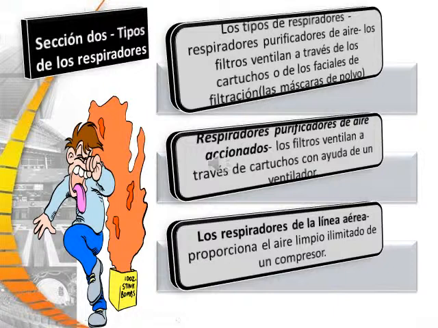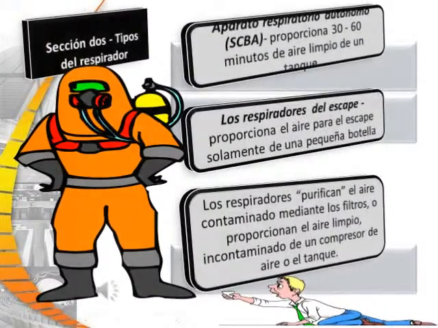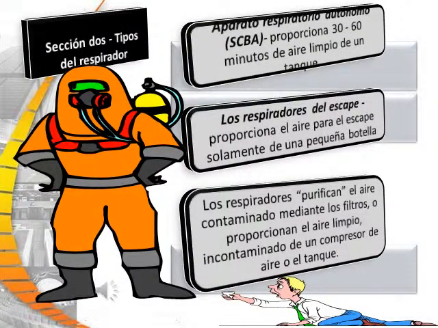Types of respirators. Air purifying respirators filter air through cartridges or filtering facepieces. Powered air purifying respirators filter air through cartridges with the assistance of a blower. Airline respirators provide unlimited clean air from a compressor. Self-contained breathing apparatus provide 30 to 60 minutes of clean air from a tank. Escape respirators provide air for escape only from a small bottle. Respirators either purify contaminated air by means of filters or provide clean, uncontaminated air from an air compressor or tank.